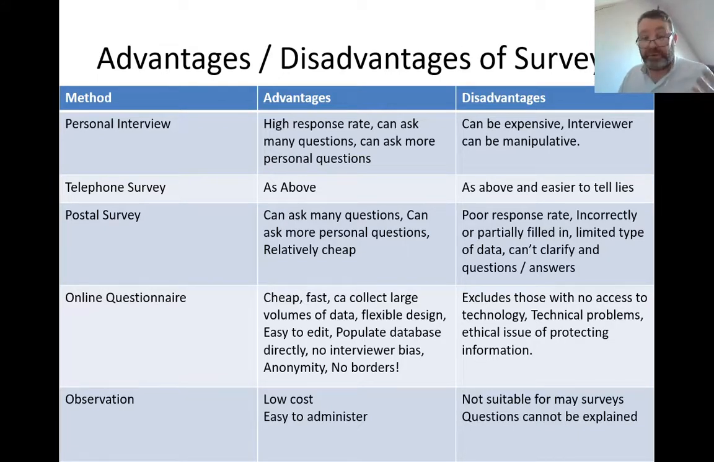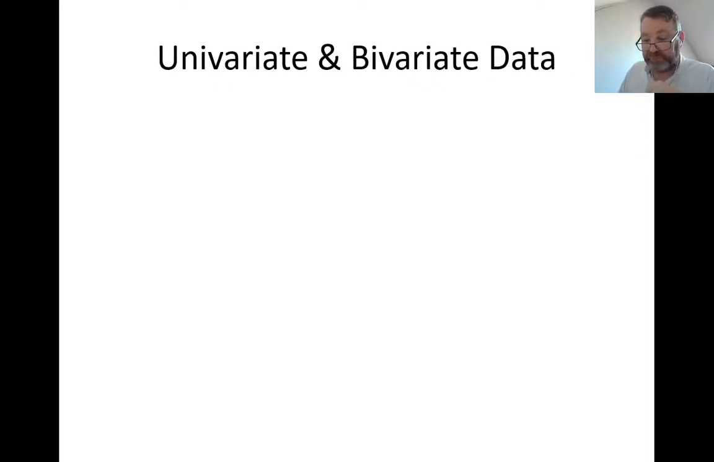And lastly then, what about observation? Just standing there, ticking a board, yellow, green, blue, red, big, small, 5, 6, 7, etc., whatever it's going to be. Yeah, low cost, easy to administer, but not suitable for many surveys because questions can't be explained. You're just observing. You're watching the cars going by. So there's no further data that can be taken from that individual car passing by other than the colour that you were told to collect in the first place.